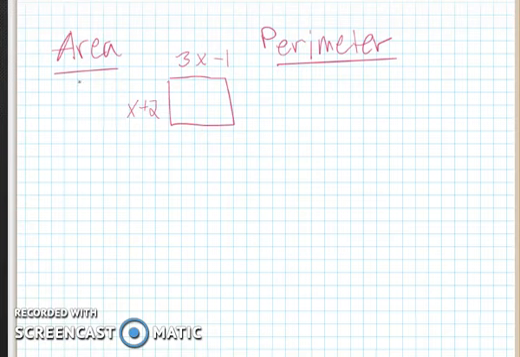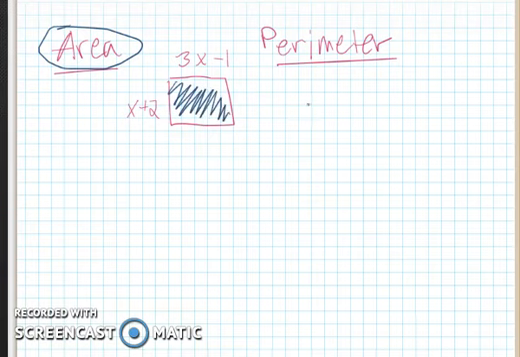We just got to remember area is talking about all of the space on the inside, so I'll use blue here. Area represents all of this inside. While perimeter, which I'll represent in green, is the distance around the outside. Okay, so it's two different things that we're kind of calculating.